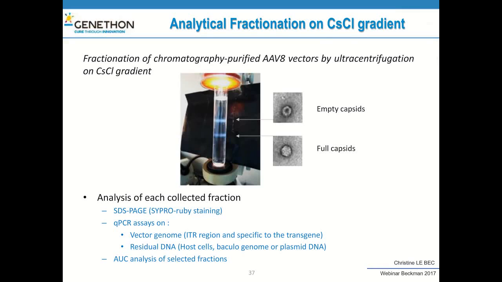For that, we made a fractionation by ultracentrifugation on cesium chloride, and we collected all the different fractions from the bottom of the tubes, very small fractions. From that we made around 16 fractions. From all the collected fractions, we performed the SDS-PAGE analysis, the qPCR assay, and the AUC analysis of selected fractions.